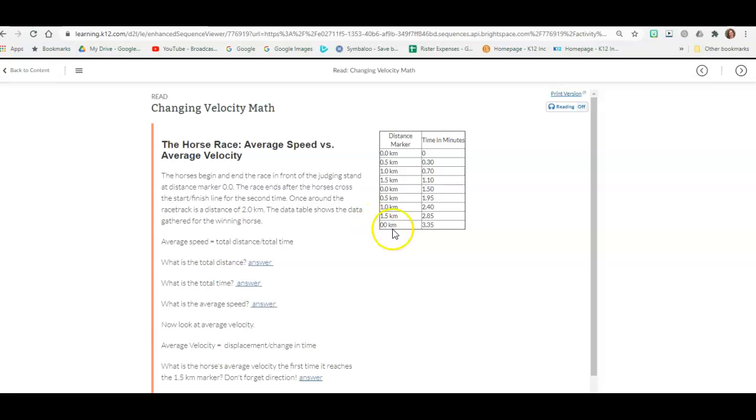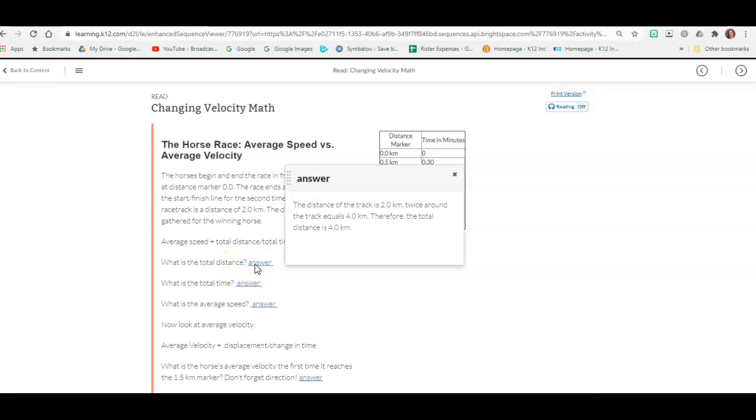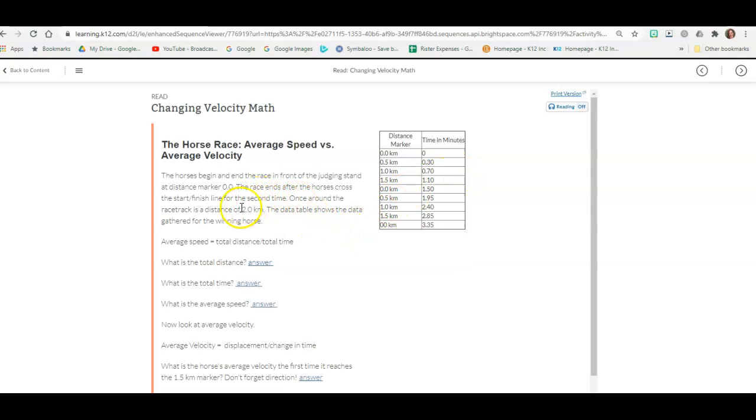So if we look at it, the average speed is going to be the total distance divided by the total time. So what is the total distance here? The answer that we're looking for is the distance of the track is 2.0 kilometers. Twice around the track equals 4.0. So it doubles, right? Therefore, the total distance is 4.0 kilometers. Okay, so it talks about the horse has to go across twice, so 2 times around.